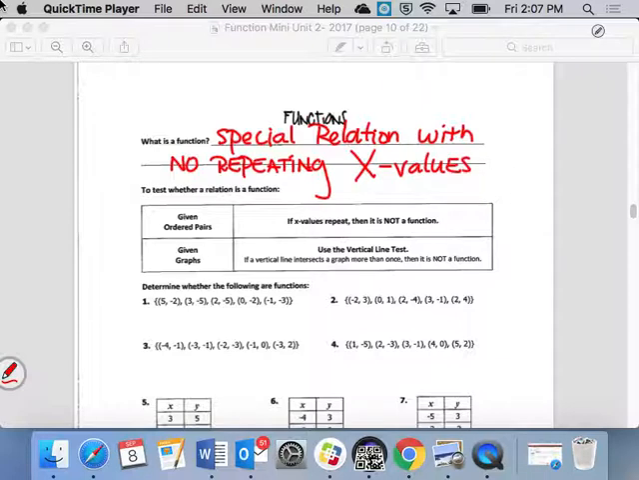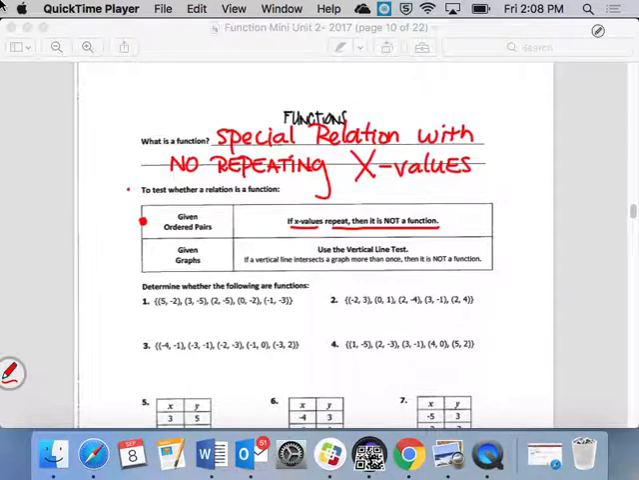So when you're looking at a set of data, if you're just trying to identify whether or not the data represents a function, you're simply looking for repeating x values. There are two ways to test whether or not a relation is a function: by analyzing the given ordered pairs for the repeating x's, and the second method is from a graph. But let's talk about the repeating x's in ordered pairs first.